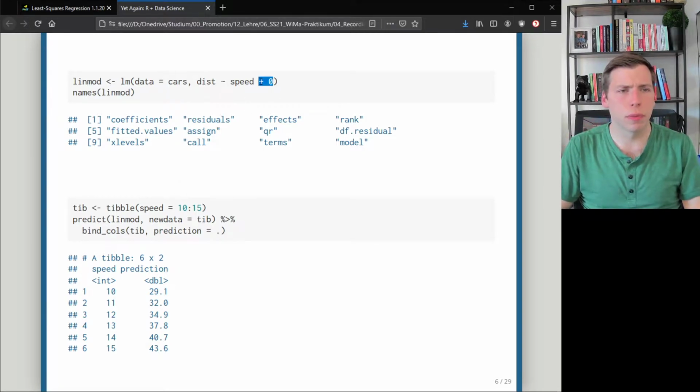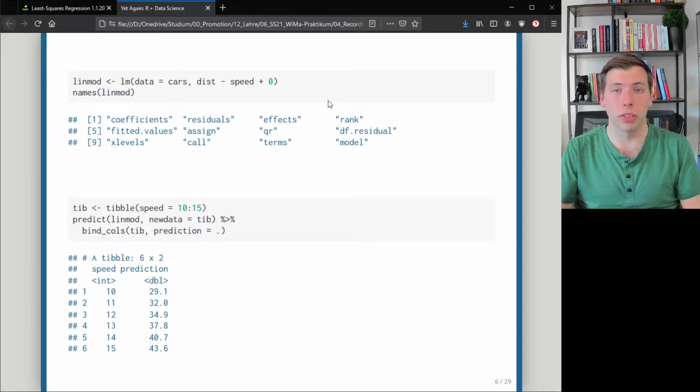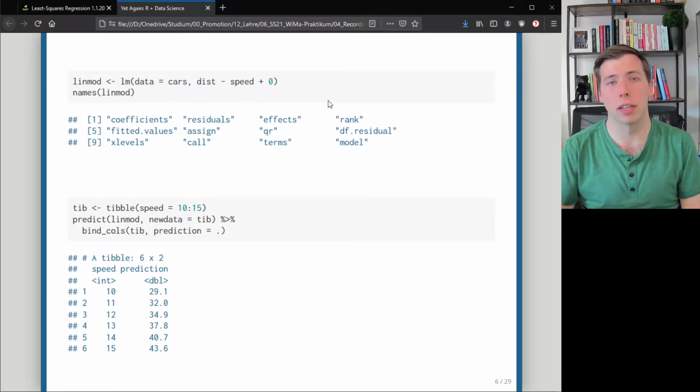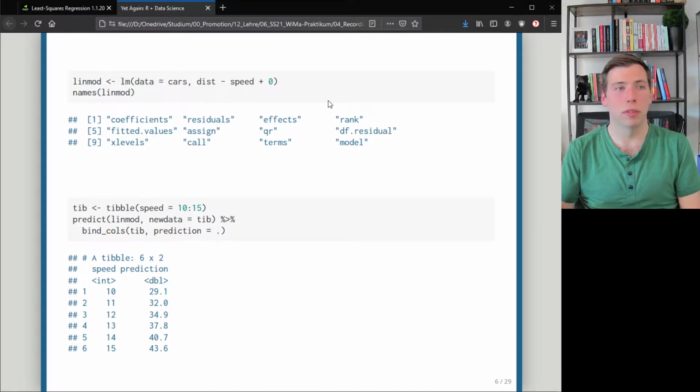Notice here that I've changed the linear model a bit in this slide. I've added a +0, which doesn't make any sense in a theoretical mathematical way, because adding 0 doesn't change anything. But in this case, R will understand it as not using an intercept, because in this linear model the intercept will lead to possibly negative distances, which doesn't make any sense in our application, because you cannot take a negative distance to stop your car. So this is why I excluded the intercept here, so that everything stays positive.